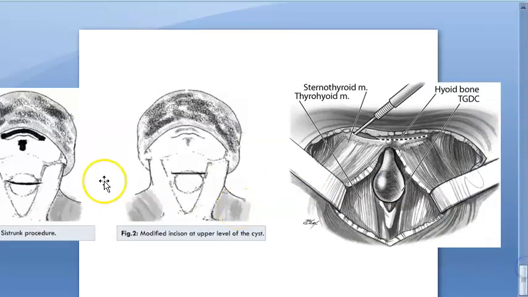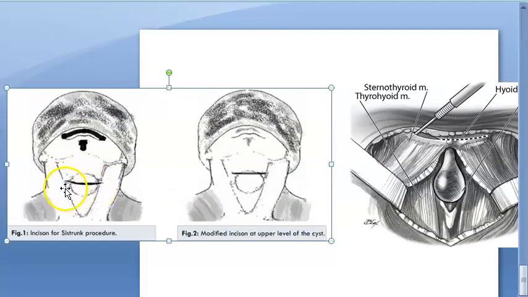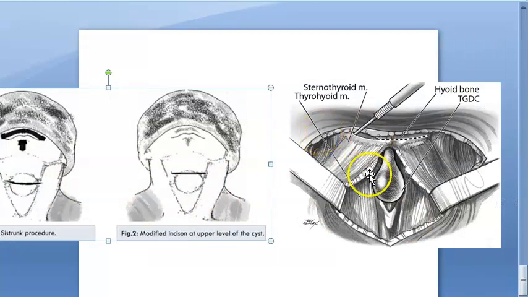This is the Sistrunk operation. This is the incision for the Sistrunk procedure. This looks like some modified incision. Anyways, what are the muscles they are getting first? They are showing the sternothyroid muscle, which they have retracted, right? Is that the right word? They have retracted the sternothyroid muscle, and inside they are seeing this thyrohyoid muscle.